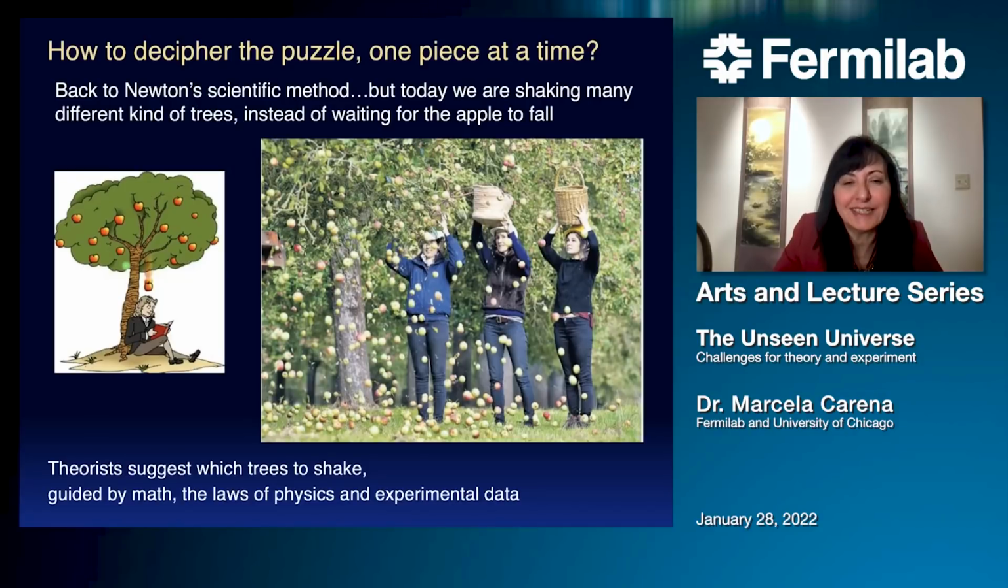So we are using Isaac Newton's scientific method, coming to the beginning, but instead of waiting for the apples to fall, what we are doing is shaking as many different kinds of trees as possible and seeing what comes. So the theory's job is to suggest which trees to shake. And we are guided by math and the laws of physics and experimental data. And we hope to find out which type of marmalade our universe is made of.